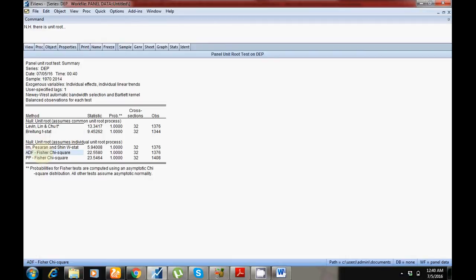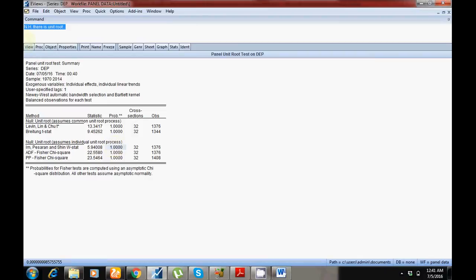So what is the rule of thumb? Normally authors keep one or two. I normally choose Levin and Im-Pesaran-Shin. So friends, if I talk about the Levin test, the probability value is more than 5%. Whenever our probability value is more than 5%, we accept the null hypothesis. So here I have to accept the null hypothesis, which means there is a unit root. Unit root means my data is not stationary. Whenever your probability value is more than 5%, your data is not stationary at 5%. If I talk about Im-Pesaran, again the probability value is more than 5%, so there is a unit root, meaning my data is not stationary at level.